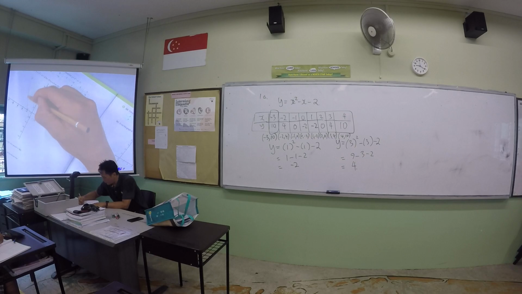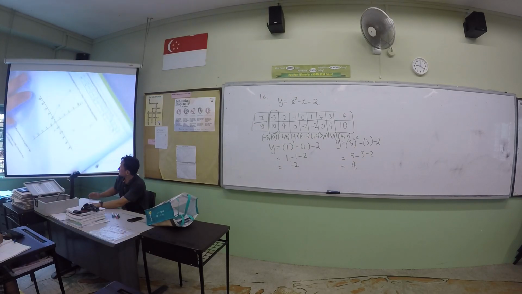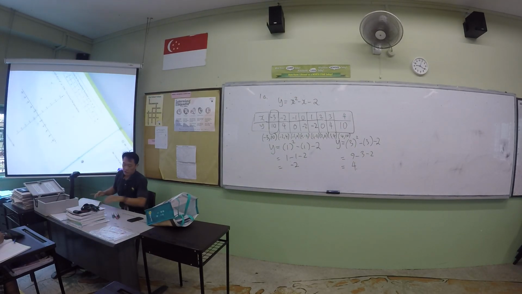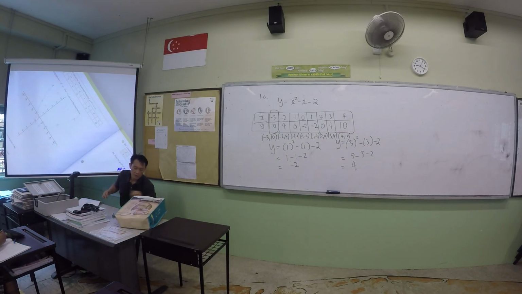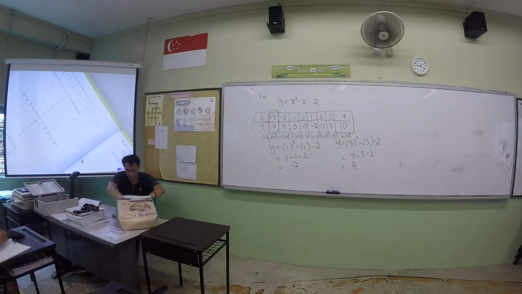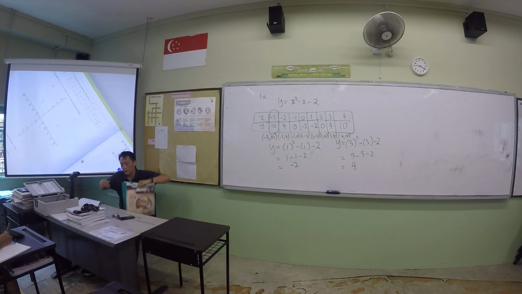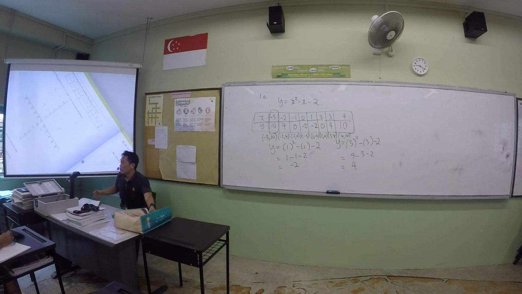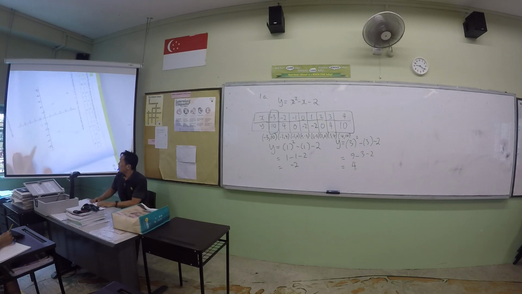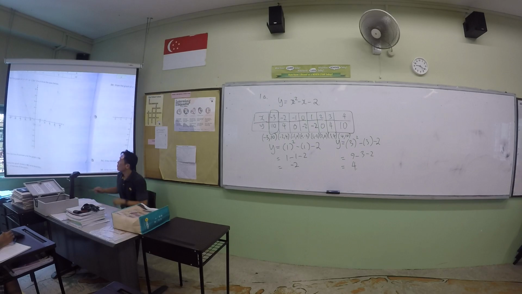Okay, this one not very good. I draw two lines near here. Where is my rubber? Okay, then there's a problem.